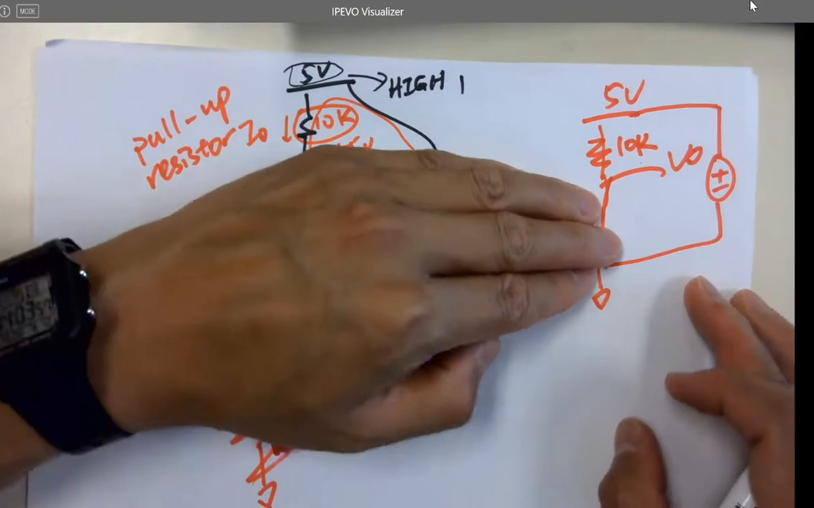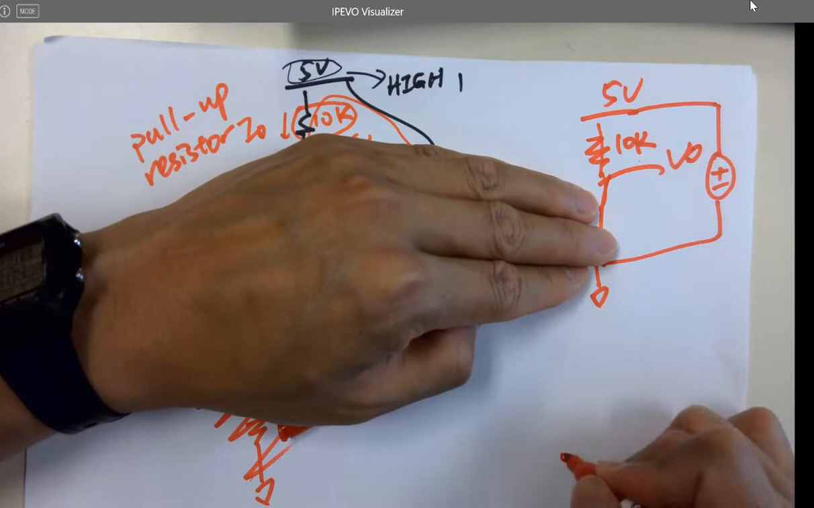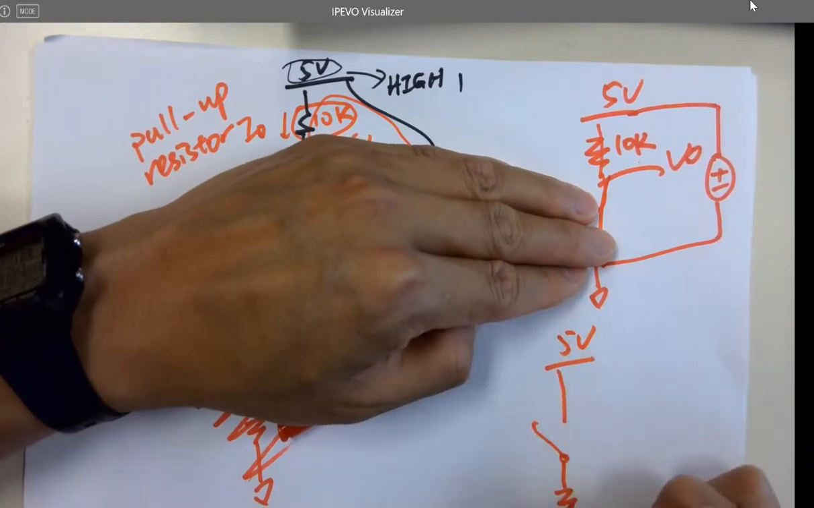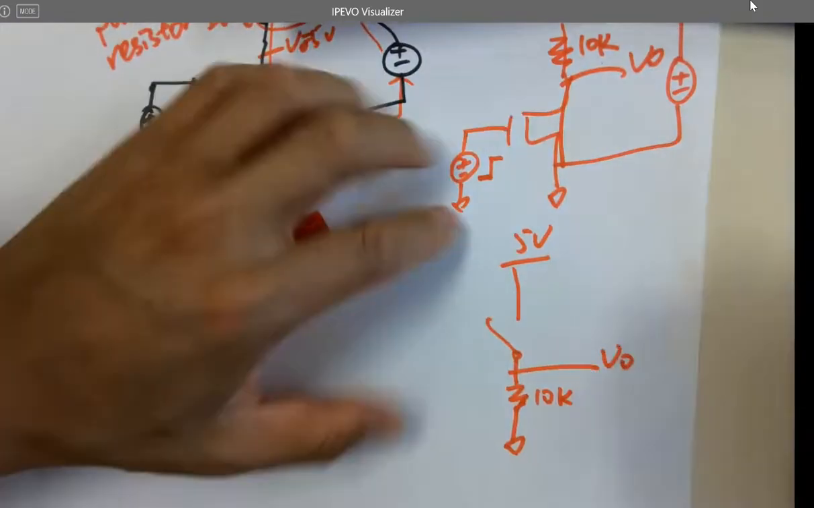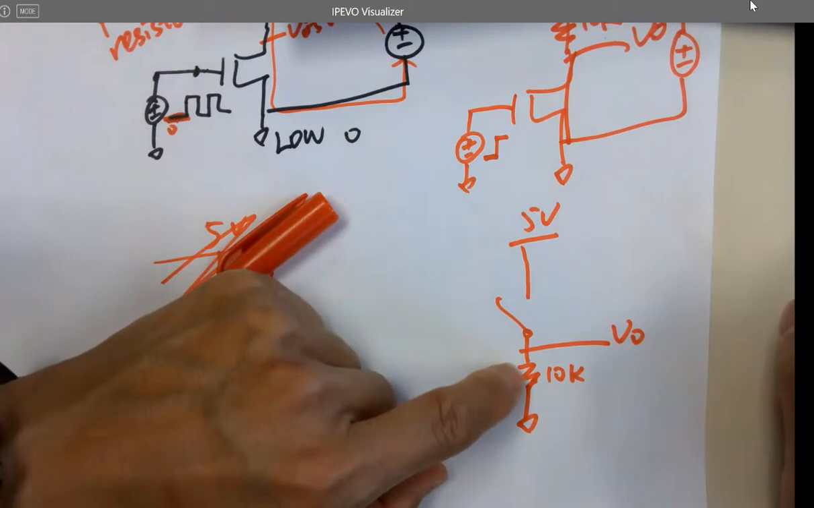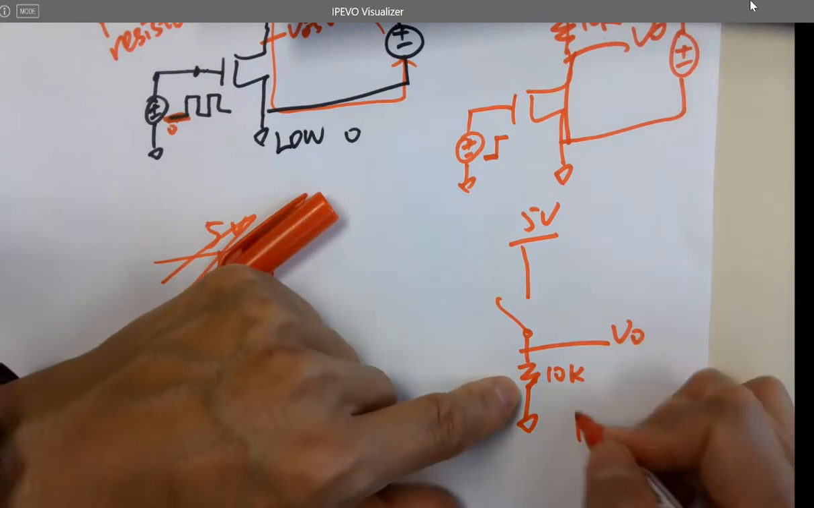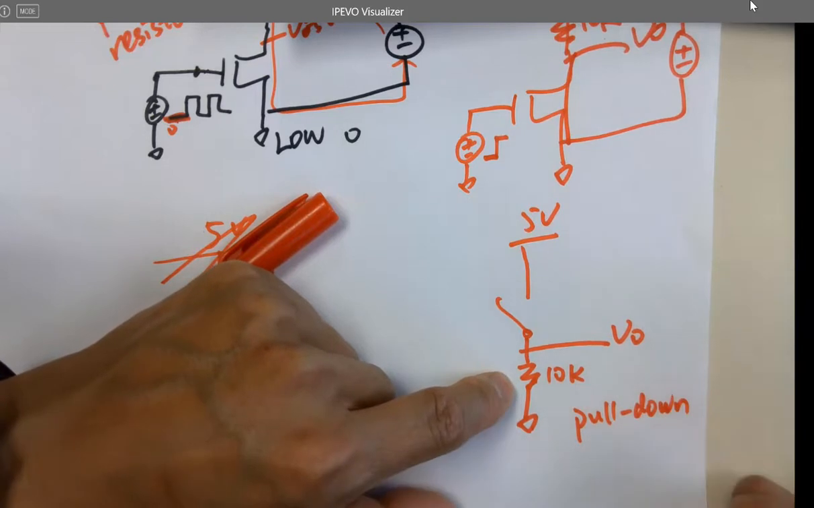Makes sense? So what if I have, let's show an example like that, right? 5 volts, ground, 10K, and here's the out. What is this called? Pull down resistor. Why? It pulls it down to 0.